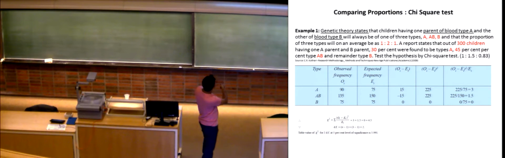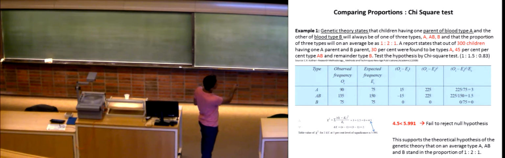Now you go to the table of chi-square distribution on the back of your textbook or on the internet, right? Normally you don't have to do it, because all the software these days will do all these things, but this is easy to understand. So you check for 2 degrees of freedom with a 5% level of significance. The chi-square value is 5.9. And what you got is 4.5. So 4.5 is less than 5.9, so you fail to reject the null hypothesis. So this supports the theoretical hypothesis of the genetic theory that on average the types follow this proportion.